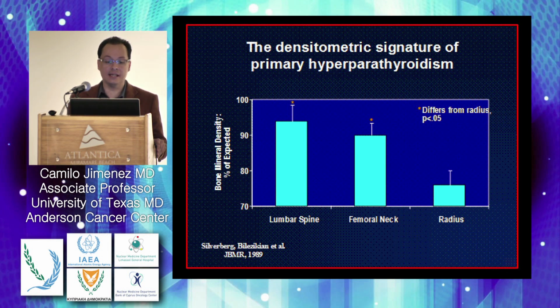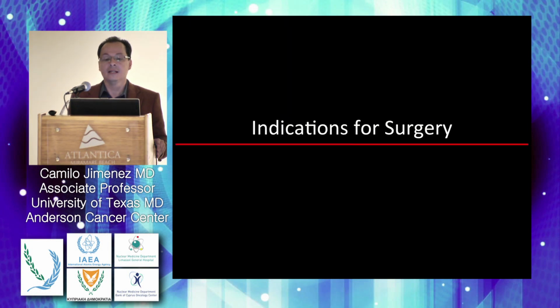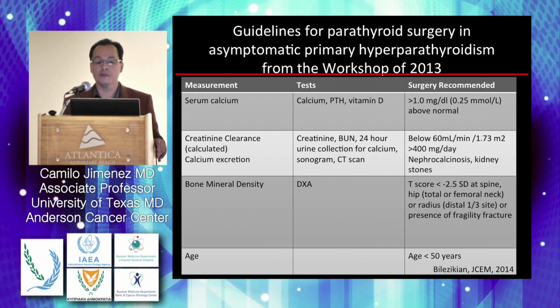So what are the indications for surgery? According to the guidelines for parathyroid surgery published in the workshop in 2013, we now consider that the following asymptomatic patients will need to get surgery. Number one, patients who have calcium levels that are above 1 milligram per deciliter the upper limit of normality.